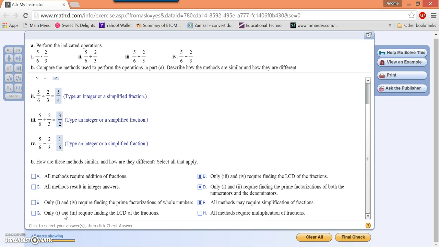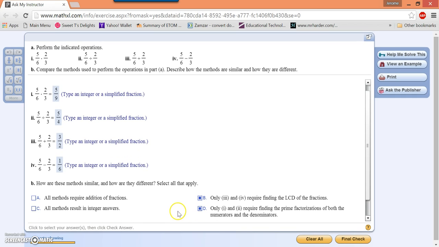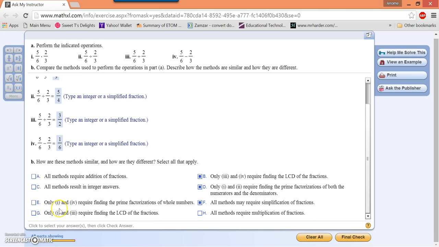Now we go to G. Only 1 and 3 require finding the LCD of the fractions. Now 1 does, but 3 does not, but 2 does. So we know that that statement is incorrect. Now we go to H.